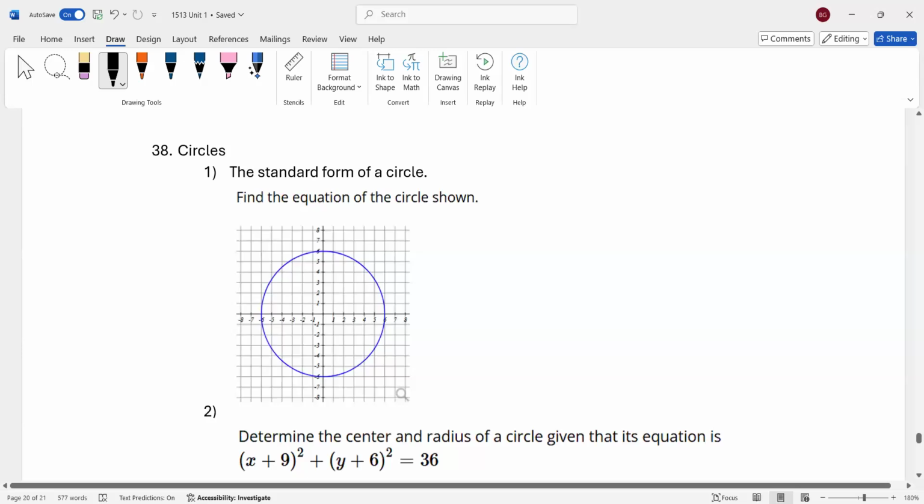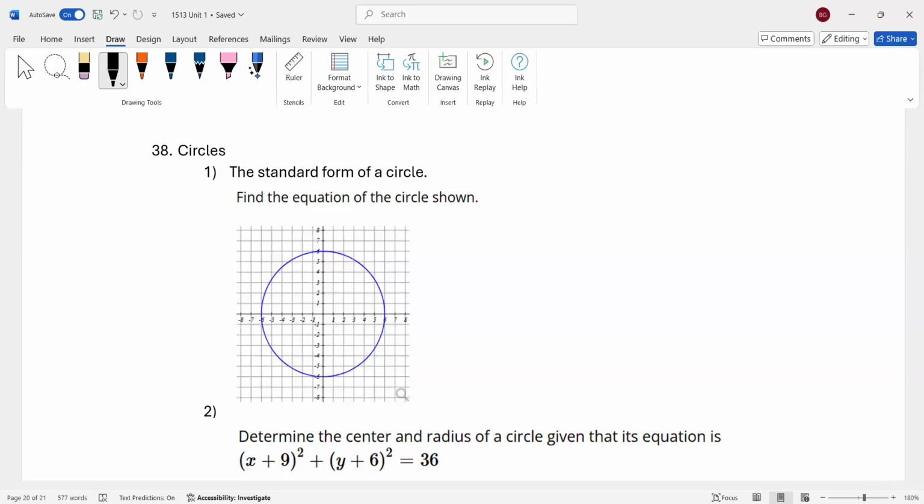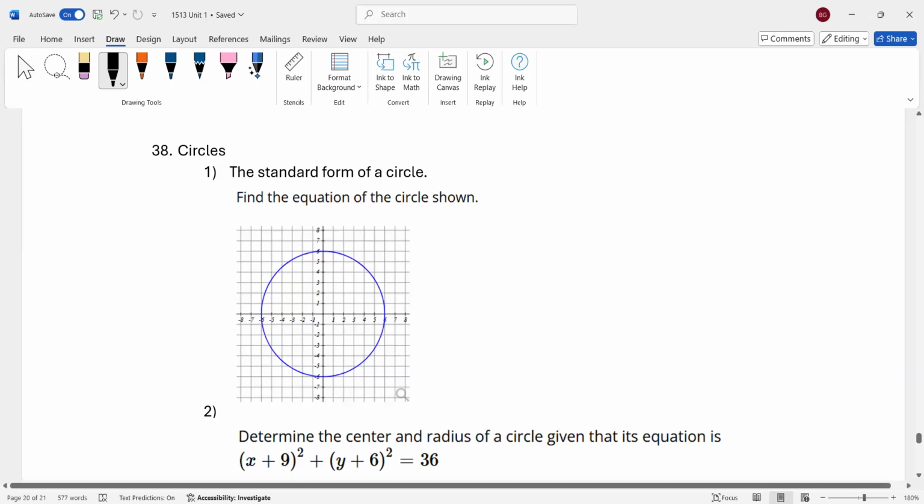Circles is the last section of this chapter, of this unit 1.8. You will have only 1 question about circles in exam 1, but in the homework assignment for 1.8, you have other topics you need to learn. Otherwise, you don't know how to solve the problem, right? So we're gonna do both. Let's look at number 38. Number 1, the standard form of a circle. Find the equation of the circle.